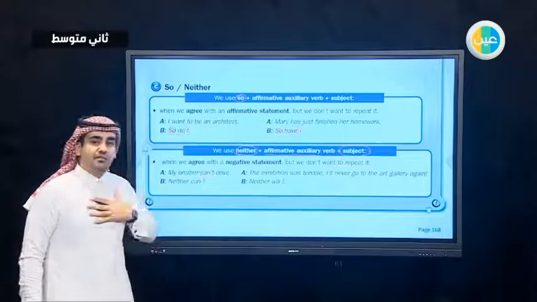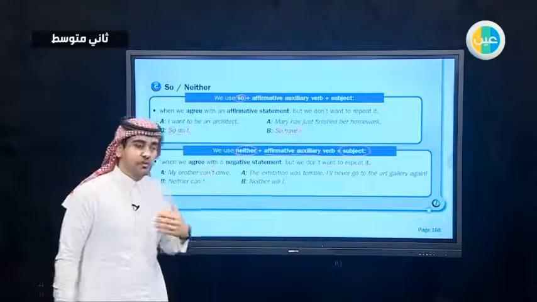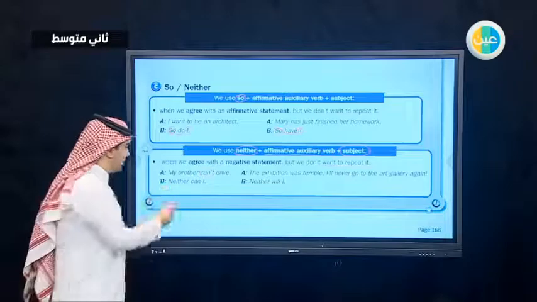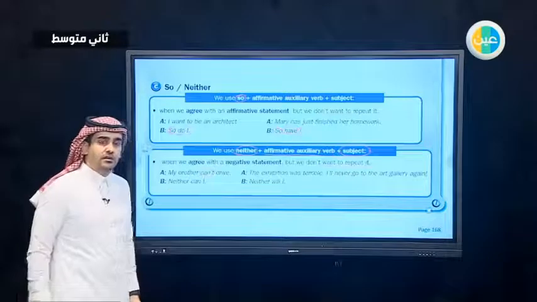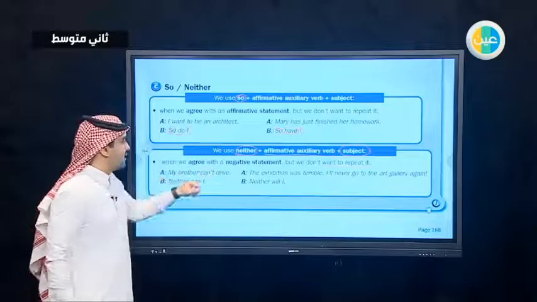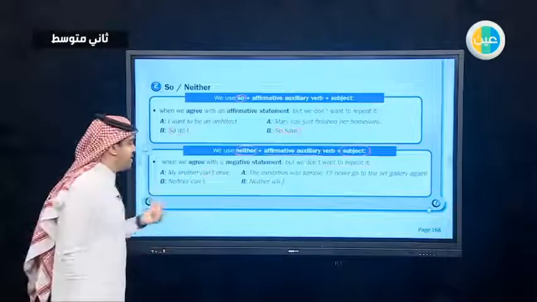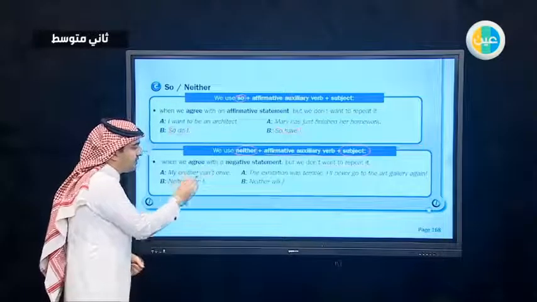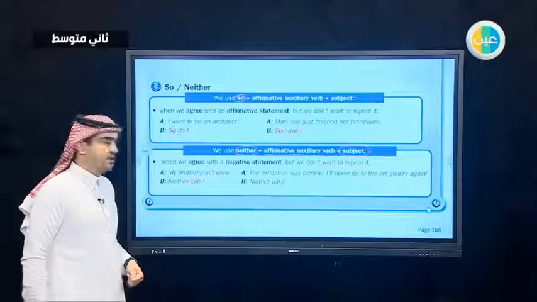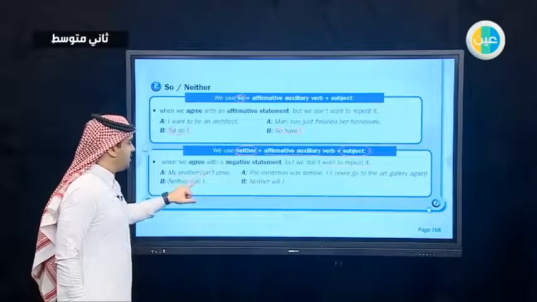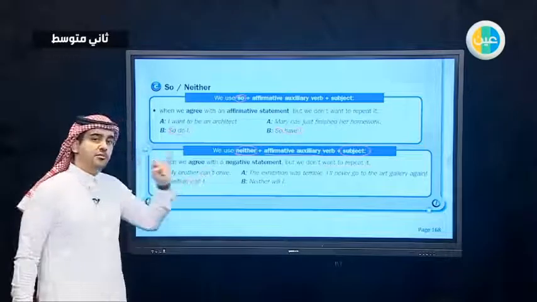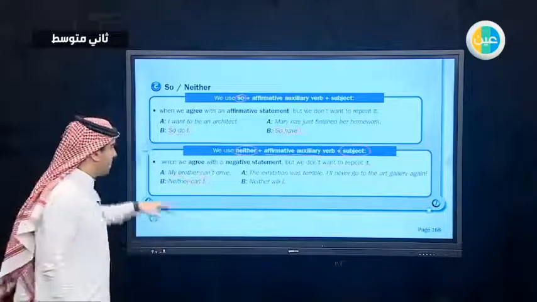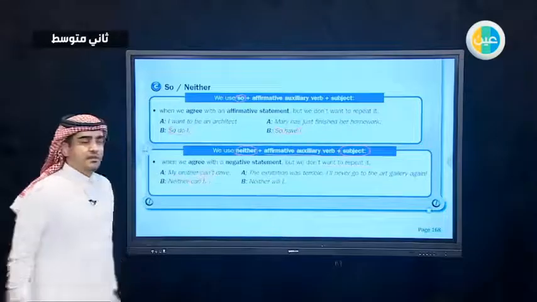Okay, my brother can't drive too. So I need to agree with this without repeating the same sentence. So I would say, neither can I. My brother can't drive, so I can't drive too. I would say, neither can I. So I used neither and the auxiliary verb in affirmative instead of in negative. Here we have can't, so we use can. We always use the affirmative auxiliary verb and the subject, which is me. My brother can't drive, neither can I.